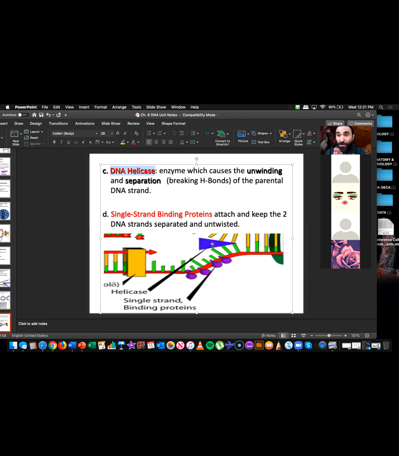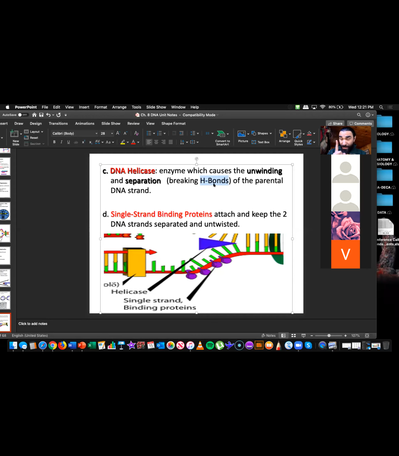And remember, in your models, you remember how you connected your nitrogen bases? Some of you used toothpicks, some of you used popsicle sticks, some of you used straws. What were the little sticks connecting the bases together? Hydrogen bonds. Exactly, guys, you got it. So what DNA helicase does, in order for us to make the split, what do we have to break up? The hydrogen bonds. The hydrogen bonds, guys, you got it.